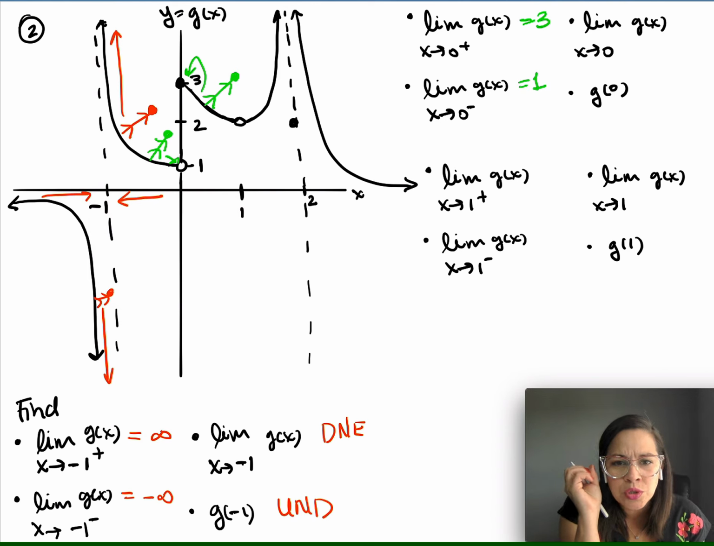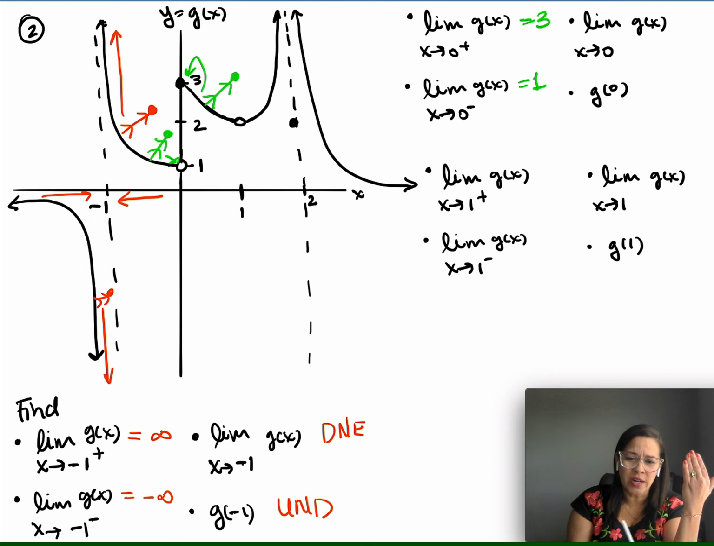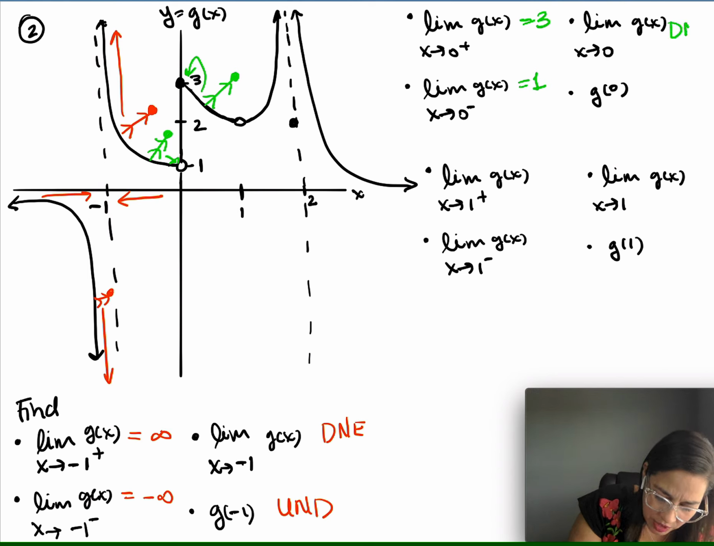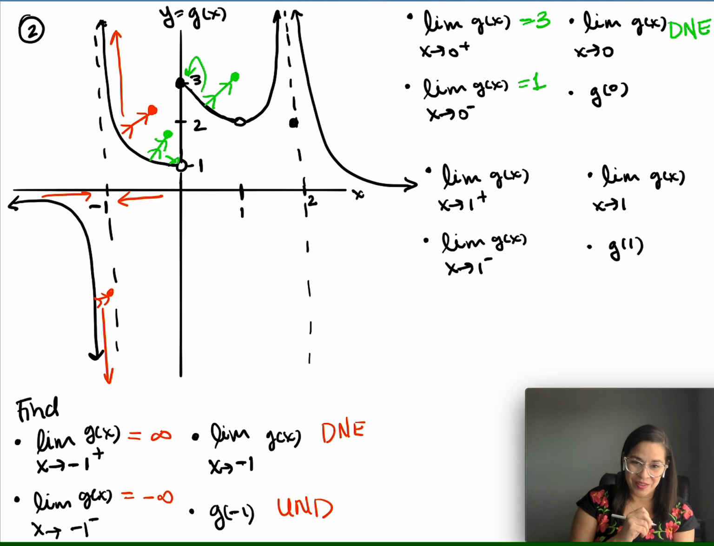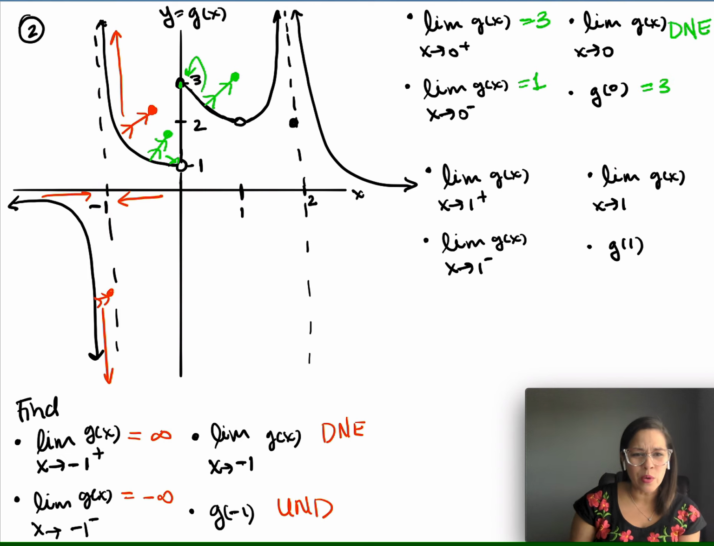Is 1 equal to 3? No, it's not, right? Since 1 is not equal to 3, they're not the same, therefore we say that that limit does not exist. But g of 0 is the value that the function has, which is the closed circle, okay? So we know that g of 0 is 3. Let's do 1 now.